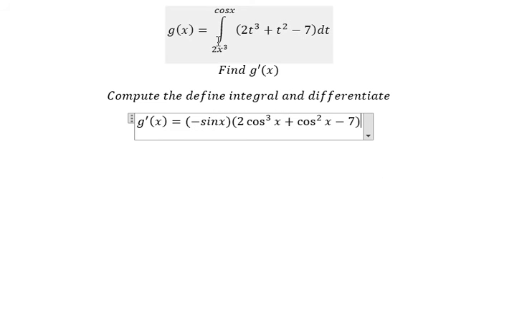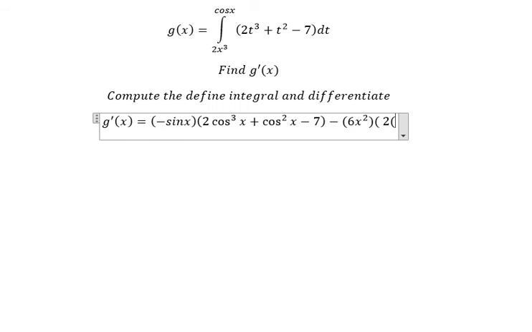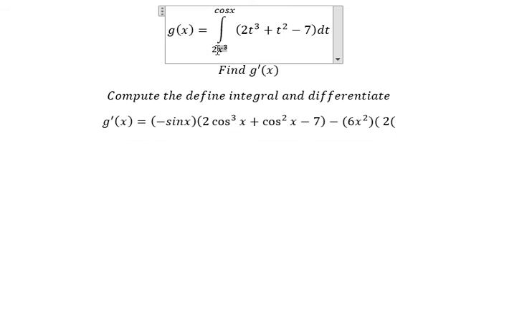Next, this is about the bottom, so we need to have the negative. First, the derivative of 2x to the power of 3, you got 6x to the power of 2. Later, we put 2x to the power of 3 in t.